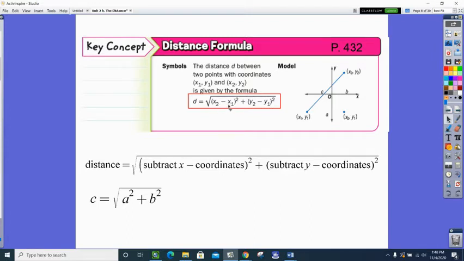And it really doesn't matter the order. And, why did they put 2 first? I don't know. It really doesn't matter. Because if you go one way, you'll get a positive. If you go the other way, you'll get a negative. And when you square it, it's always positive.